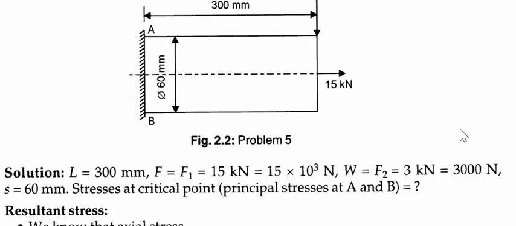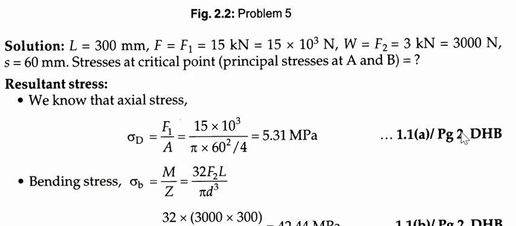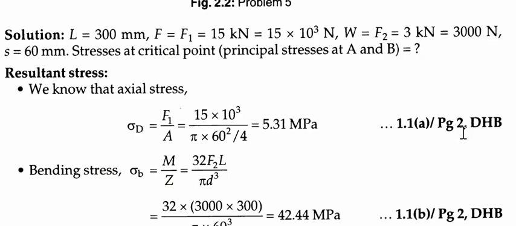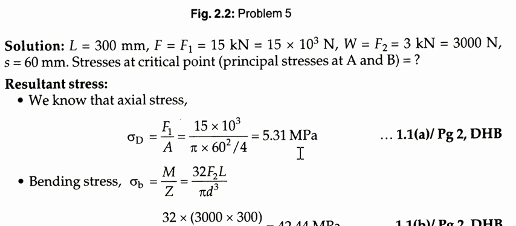Now we just write all the given terms. We have a length of 300 mm. I am assuming the axial load F1 is 15 kilonewton, which converted into Newton is 15 into 10 raised to 3 Newton. Then the bending load F2 is 3 kilonewton, so by conversion it will be 3000 Newton. And we have the diameter, that is 60 mm.